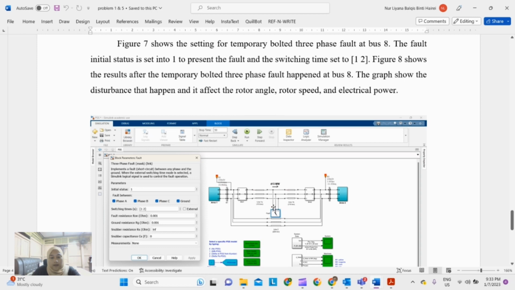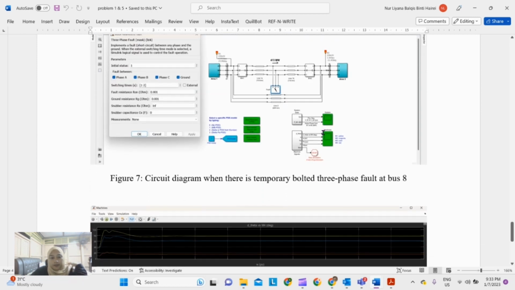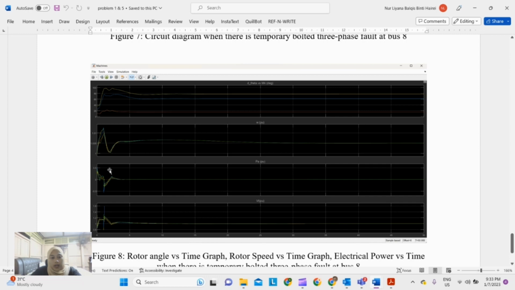Next, I put the fault at bus X, with the initial status set to 1, because 1 represents that there is a fault, and then the switching time I put from 1 until 2 seconds. Because it is just temporary, I set it to 1 until 2. Okay, next, this is the graph that I got.